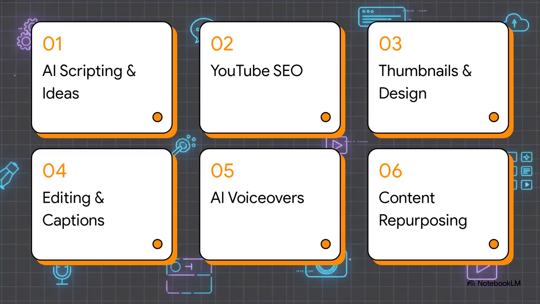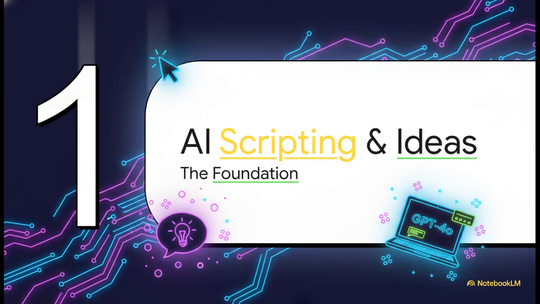Okay, let's dive into this. Here is our roadmap for today. We're covering: 1. AI scripting and ideas. 2. YouTube SEO optimization. 3. AI thumbnails and design. 4. Editing and auto captions. 5. Realistic AI voiceovers. And 6. Repurposing content for shorts.